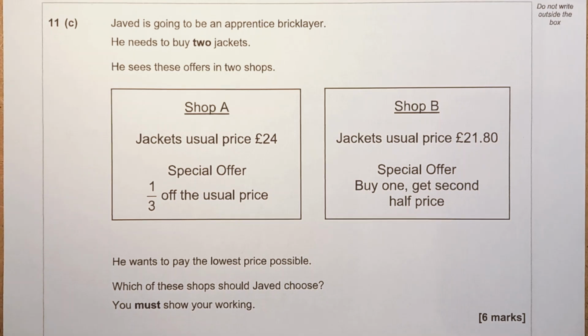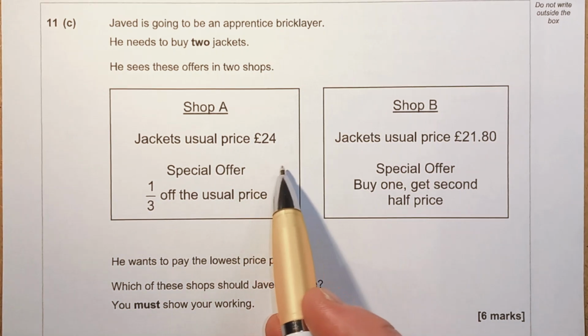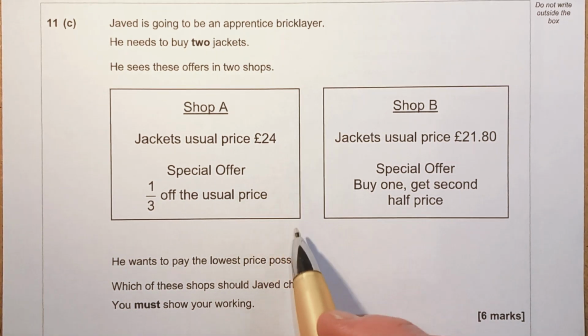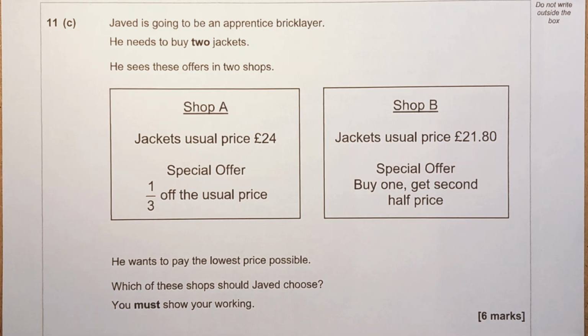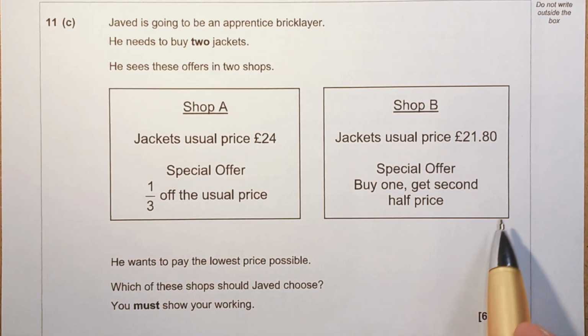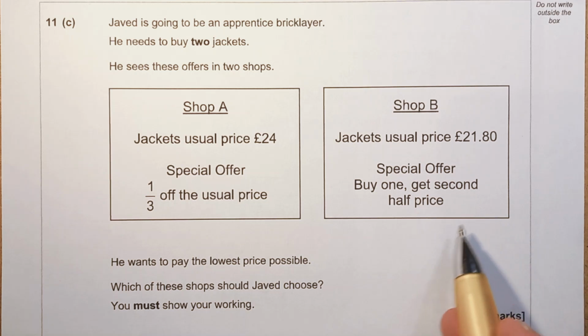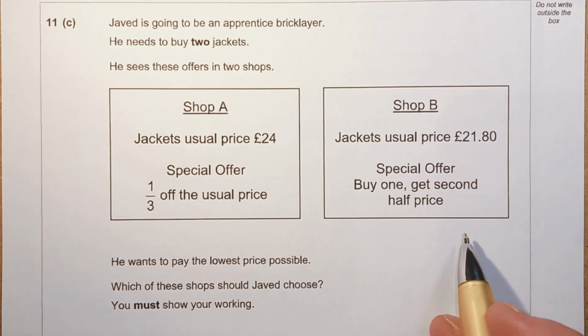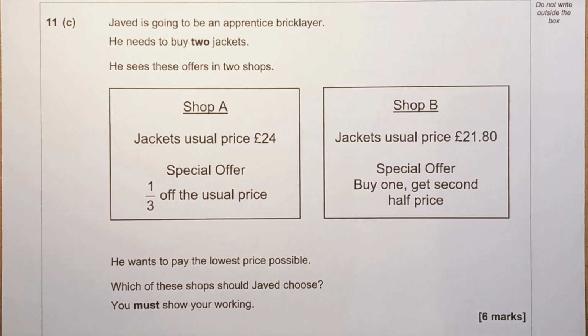And finally, 11C. Javed is going to be an apprentice bricklayer. He needs to buy 2 jackets. He sees these offers in 2 shops. Shop A. Jackets, usual price £24. Special offer, 1/3 off the usual price. Shop B. Jackets, usual price £21.80. Special offer, buy one, get second half price. He wants to pay the lowest price possible. Which of these shops should Javed choose? You must show your working.